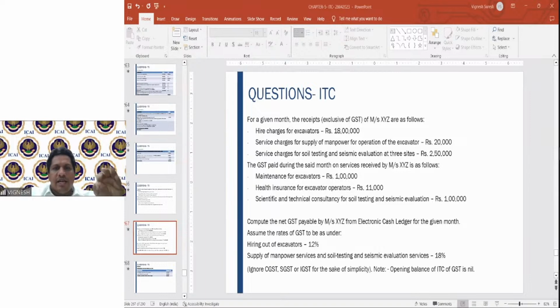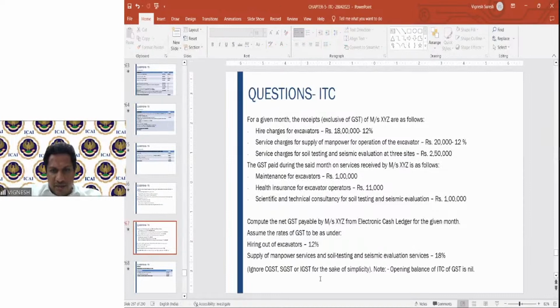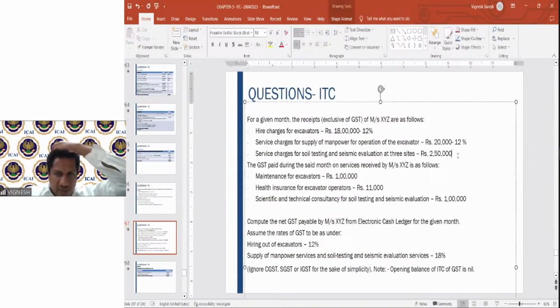So hiring charges 18 lakhs will have to be taken. On this 12% will come gross GST liability. On manpower 20,000 also 12% will come. On soil testing and seismic evaluation at the three sites, on this the rate of GST is 18%. On this 18% will come because this is an independent supply altogether.